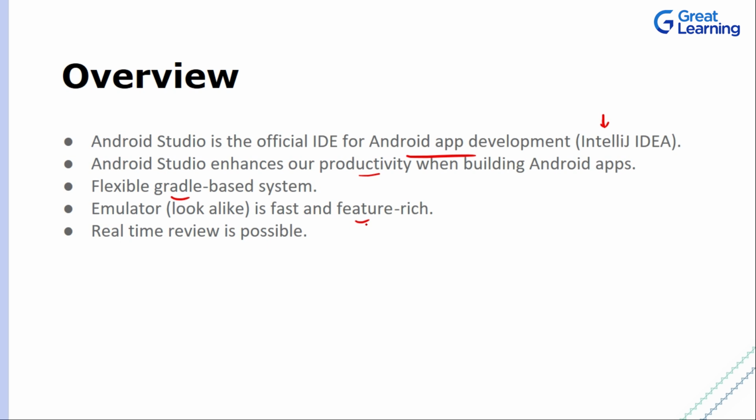It has extensive tools and frameworks. And when you're making changes and you want to see how those changes are reflected in your application without restarting it, that means you want something real time, and that is also possible. Real-time review is possible, so that you can check whether the changes you are making are implemented or not. So this is all about an overview of Android Studio.